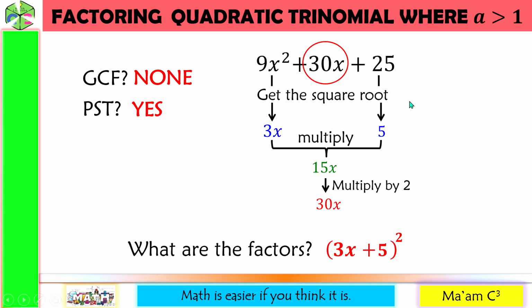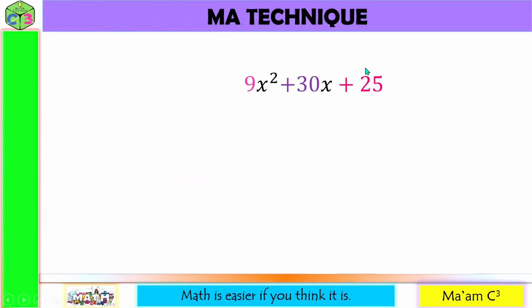But what if, just if, you fail to recognize that this trinomial is a PST? Will you still be able to get the factors? Yes, using the MA technique. I introduced this technique to you in our last lesson, and we are going to use it again. So rule of thumb, is there a GCF? We determined earlier that there is none. Again, the scenario is you failed to determine that this is a PST. I'm going to teach you how to determine the factors anyway, using the MA technique.